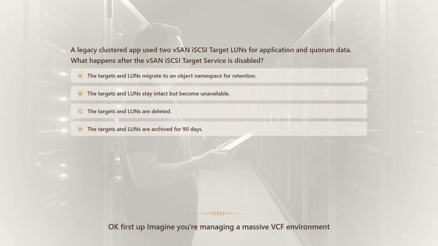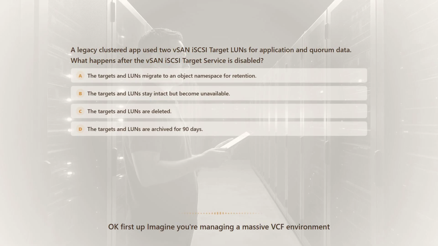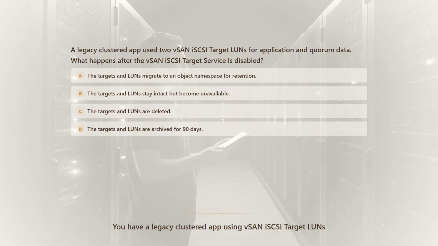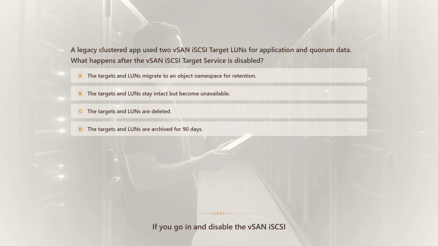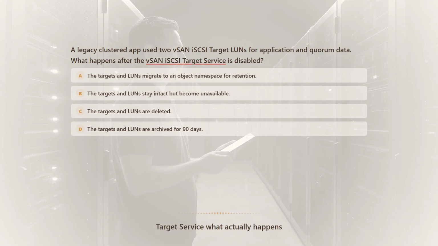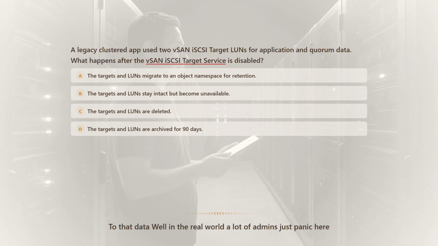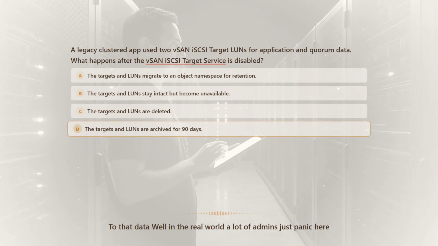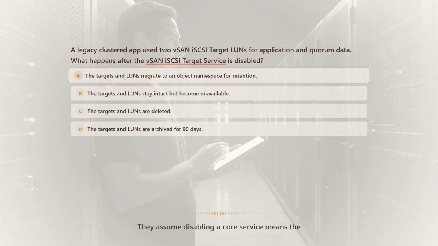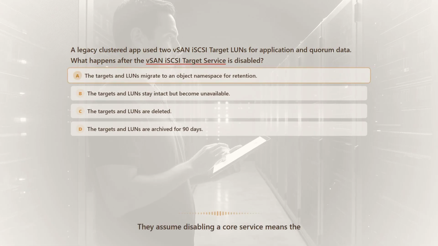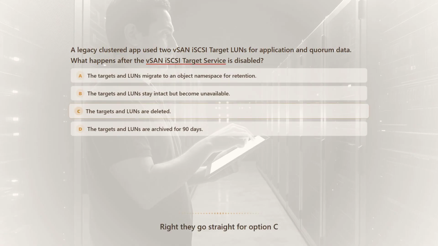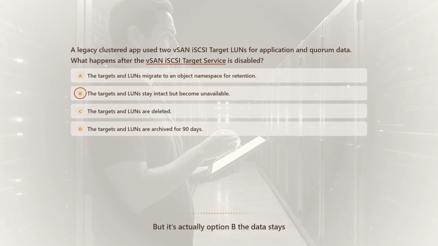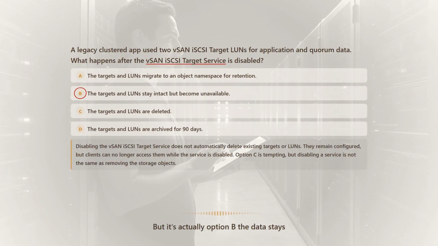Okay, first up, imagine you're managing a massive VCF environment. You have a legacy clustered app using vSAN iSCSI target LUNs. If you go in and disable the vSAN iSCSI target service, what actually happens to that data? Well, in the real world, a lot of admins just panic here. They assume disabling a core service means the associated objects are purged or completely deleted. Right, they go straight for option C. Exactly. They think it's destructive. But it's actually option B.